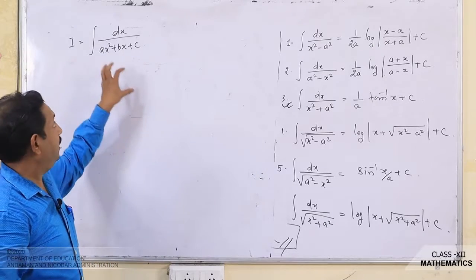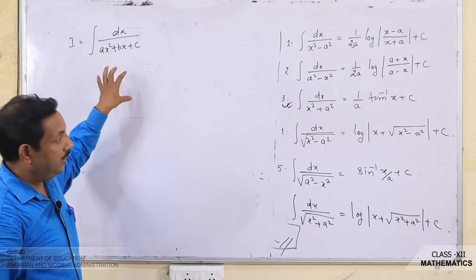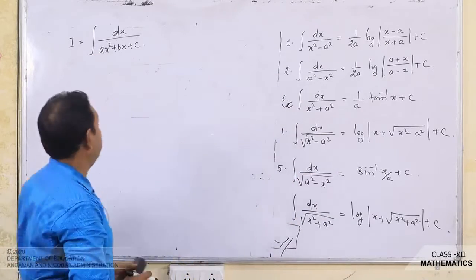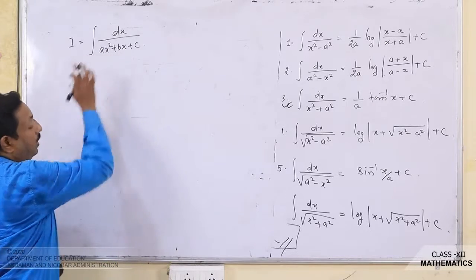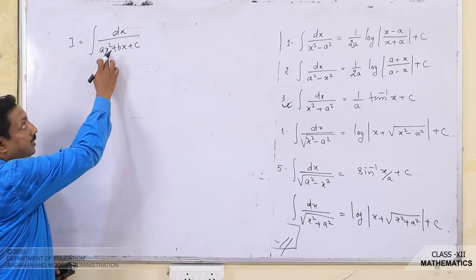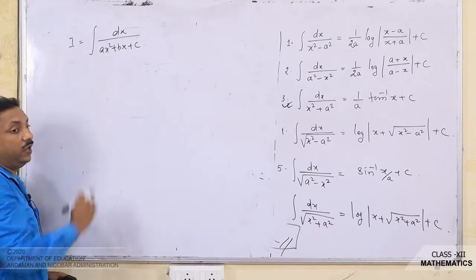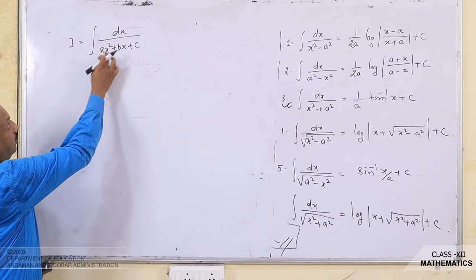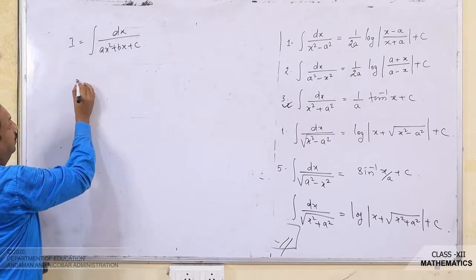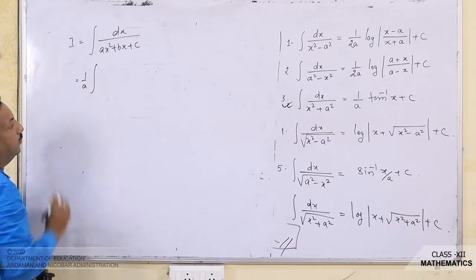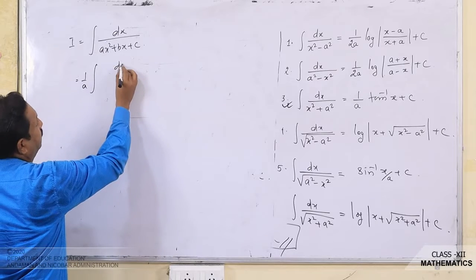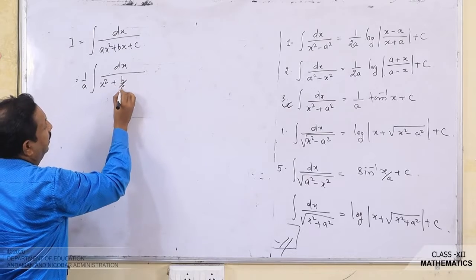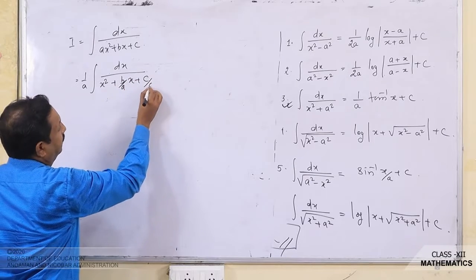We have to bring this form also into one among these forms. That means first of all you have to take the coefficient of x square common out, to make it 1. So, how to take it? You just take a common out, that means 1 by a will be here, and integration of dx upon x square plus b by a x plus c by a.